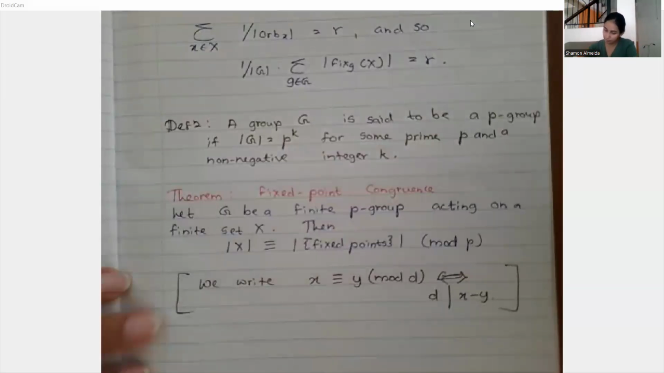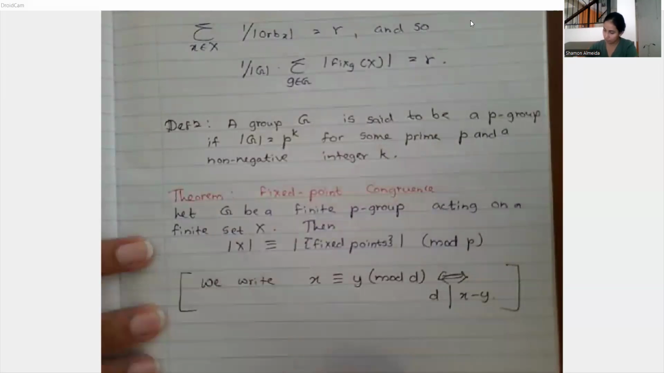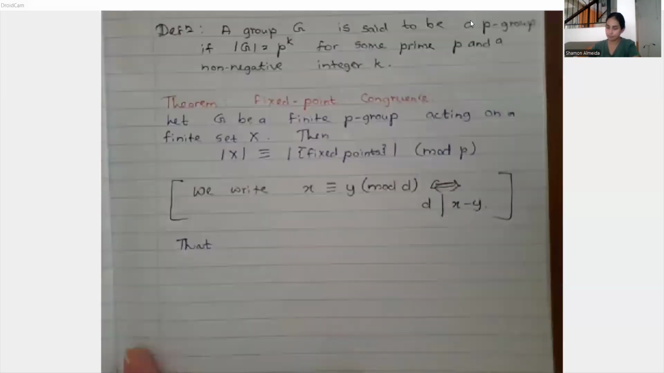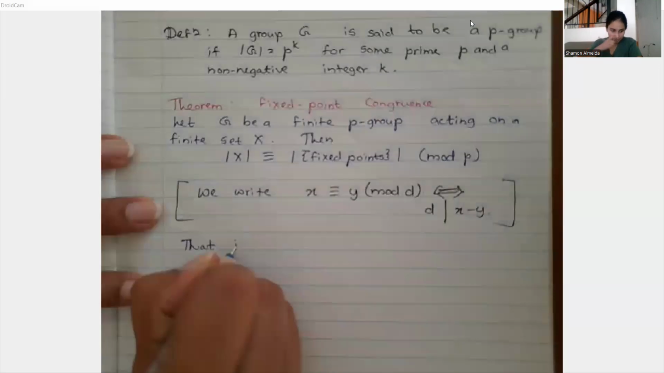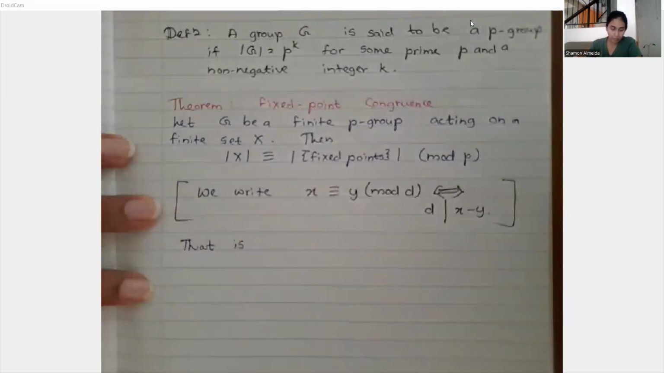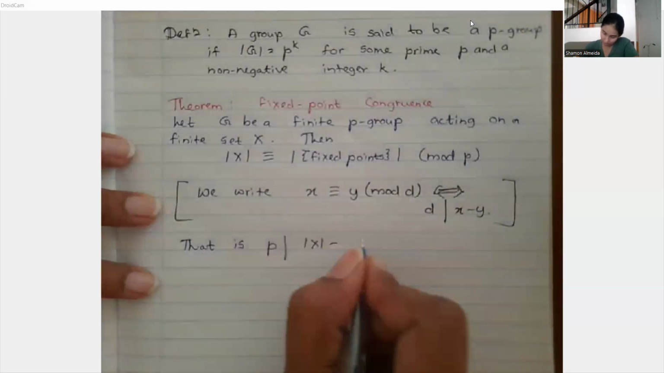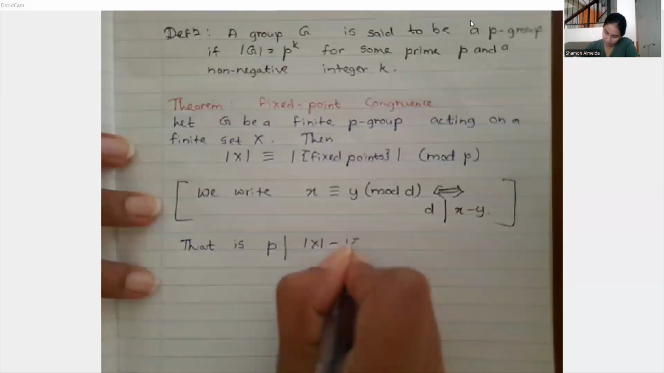So, if you go back to the theorem statement, we can write that P divides the number of elements in X minus the number of elements in this set.